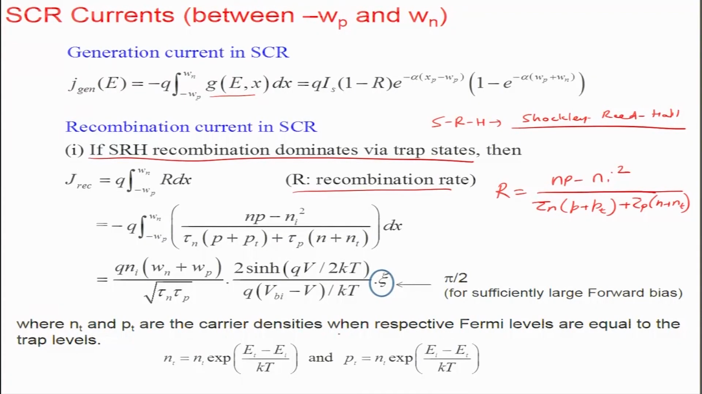Here nt and pt are the carrier densities when the respective Fermi levels are equal to the trap levels. So they are basically carrier densities corresponding to when Fermi levels are equal to trap levels. They are not actually trap densities, they are carrier densities. So nt is again a similar expression: nt is equal to ni exponential of (Et minus Ei) divided by kT, and pt is ni exponential of (Ei minus Et) divided by kT. Similar to the electron and hole concentration in an n-type semiconductor, you calculate the electron and hole concentration with respect to the trap.